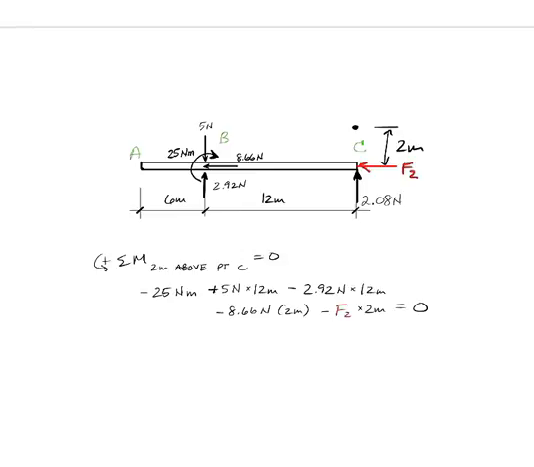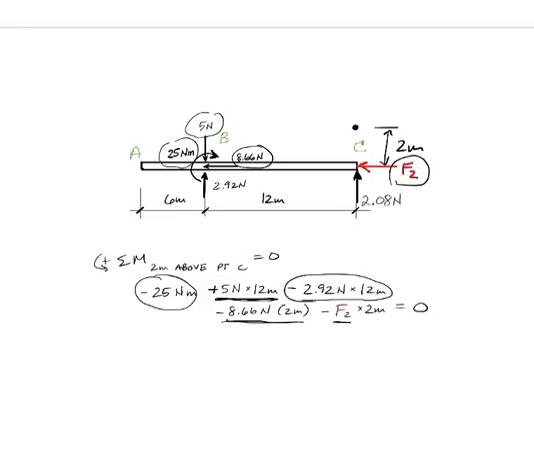I'm going to have a contribution from the applied moment. I'm going to have a contribution from the 5 newtons, the component of the applied load in the vertical direction. I'm going to have a contribution from the reaction that I've solved for. I'm also going to have a contribution from the horizontal component of the applied force, its perpendicular distance being 2 meters. And then another contribution from F2. And that will give me then one equation, one unknown. I find that F2 numerically is negative, which means that it's going in the other direction.